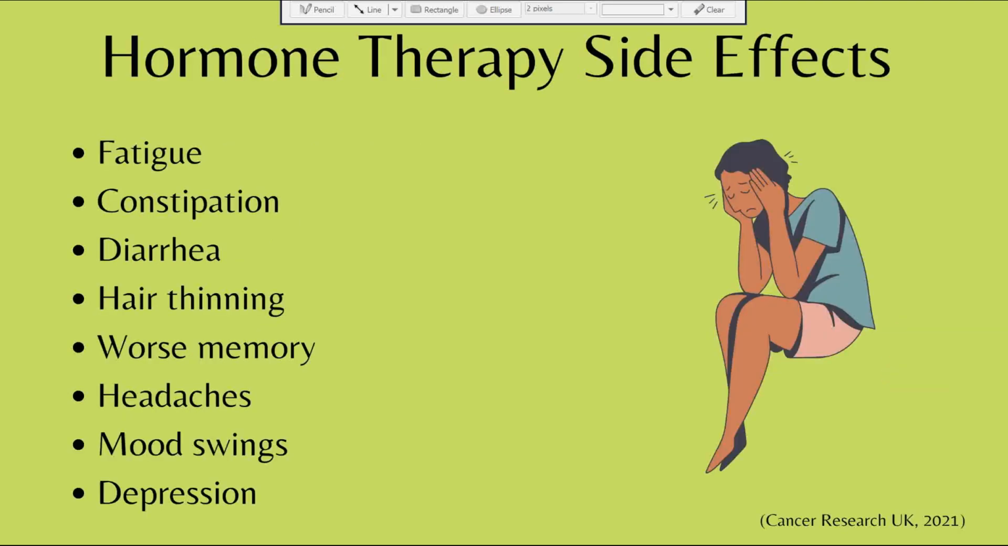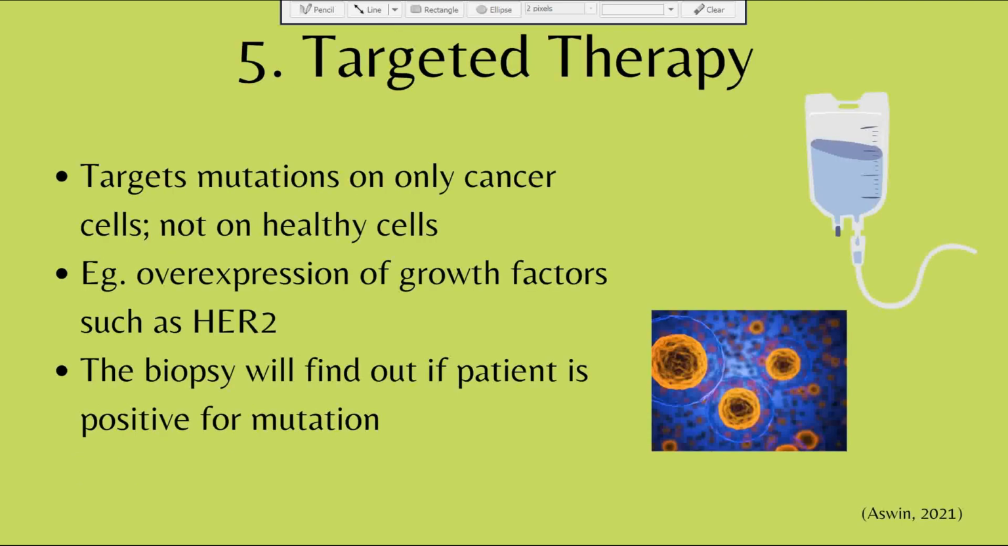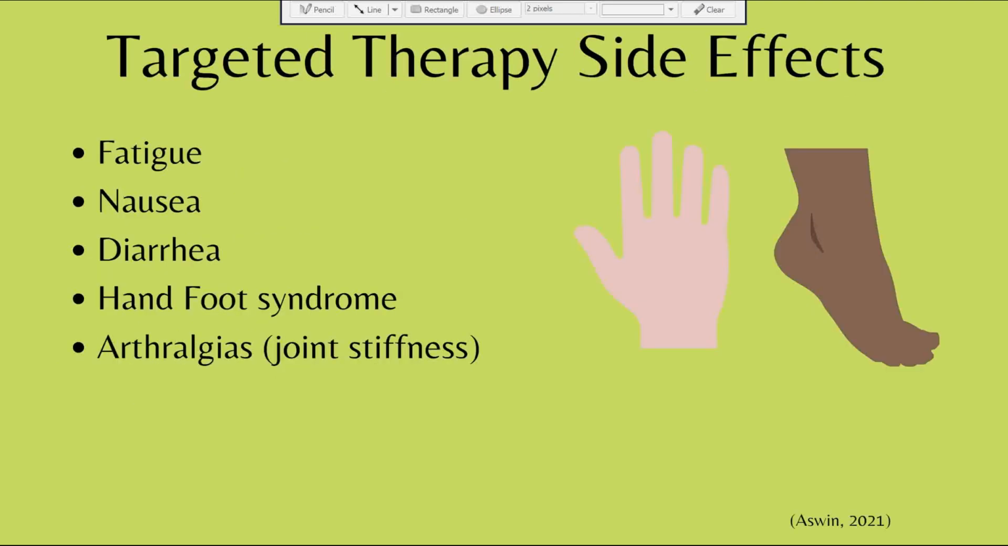The next type of therapy is targeted therapy. This therapy involves targeting mutations on only cancer cells and not on healthy cells. However, it's important that the patient is first checked if they have the mutations to know if the targeted therapy will work on them. The side effects of targeted therapy include fatigue, nausea, diarrhea, hand-foot syndrome, and arthralgias.